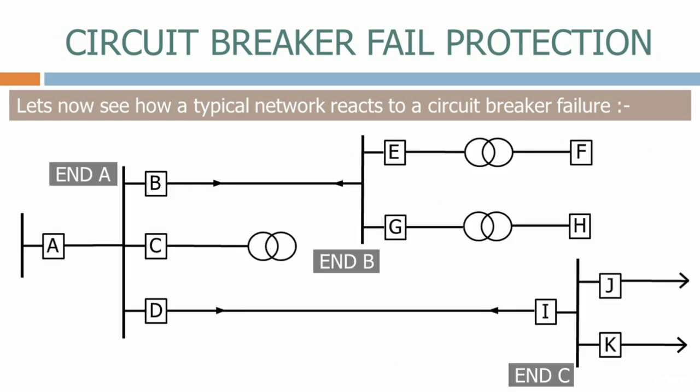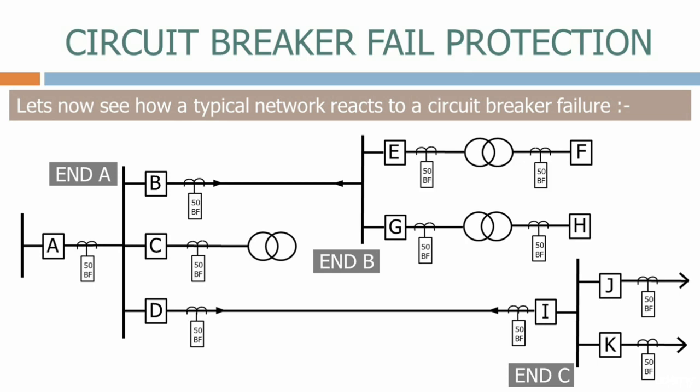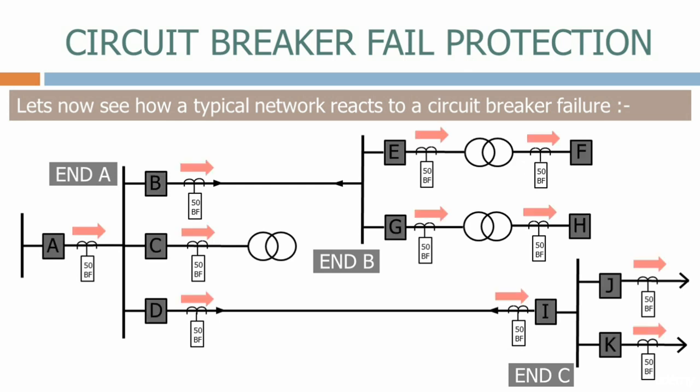Here we have a typical transmission network, with ends A, B, and C. Let's now add a breaker failure relay to all of the circuit breakers on the network. Let's now close all of the circuit breakers. Current now flows from end A through the feeders and onto ends B and C.